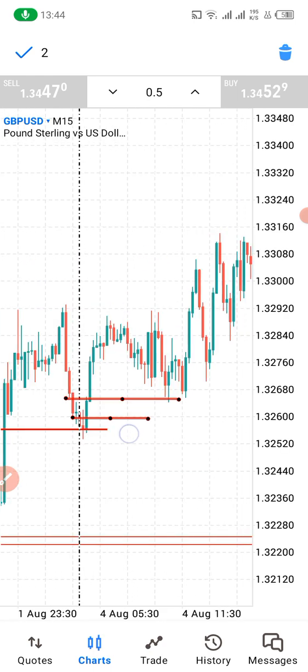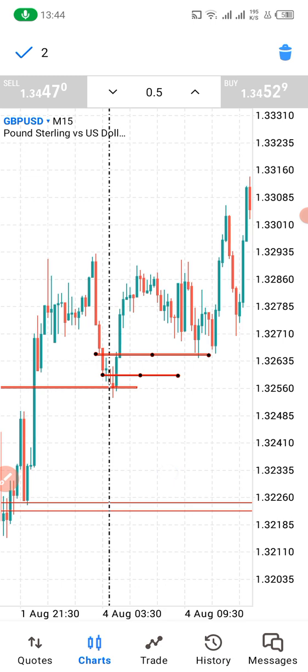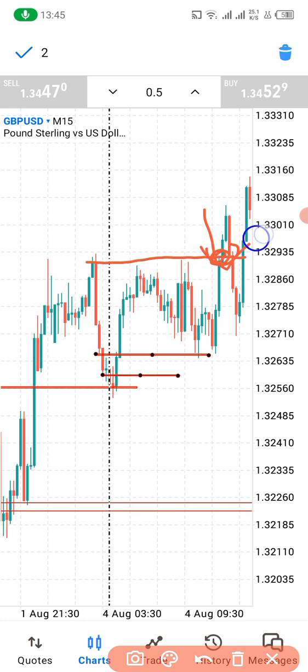Now, a proper break of structure for me would have been here. This is what I just did on that level. That would have been a proper break of structure here. Here would have been a proper break of structure. But if I don't want to wait for that break of structure, I could just use a breakout.